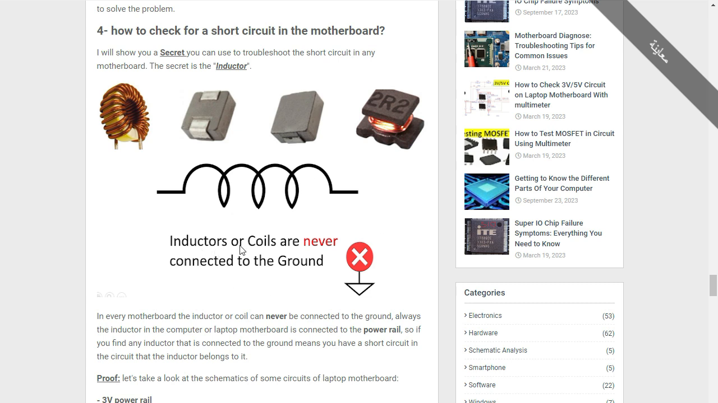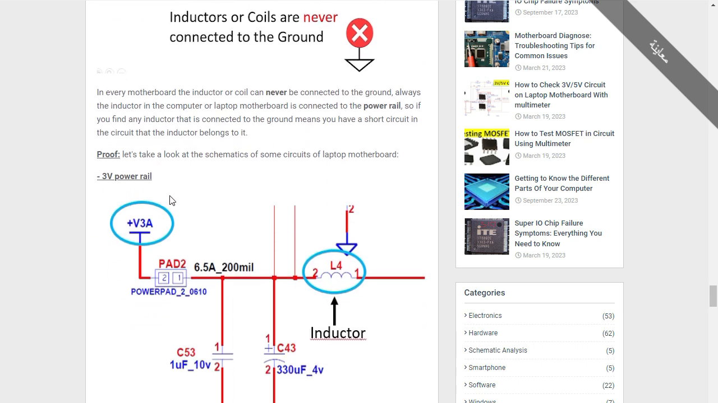So this is the symbol for an inductor. So inductors or coils can never be connected to the ground. So this is a rule. A rule in the motherboards, you can never find an inductor that is connected to the ground. Rule. Okay? So in every motherboard, the inductor or coil can never be connected to the ground.